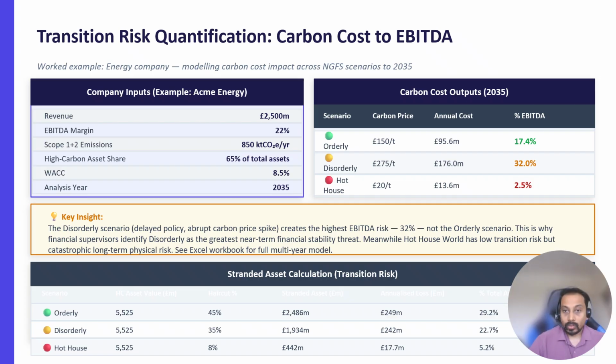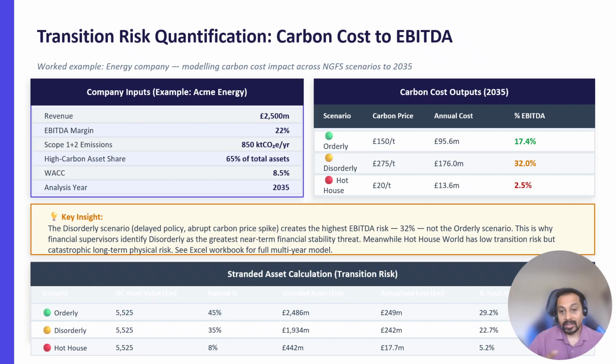Under the hothouse world, the haircut is only 8%, but the timeline is 25 years, and the total physical damage cost is very high. So the key insight at the bottom of this slide, the one I really want to land, is that the scenario with the highest transition risk is not the most ambitious one. It's the disorderly scenario where the policy fails and then overcorrects. That mismatch between the expectations and reality is where financial instability risk is highest.